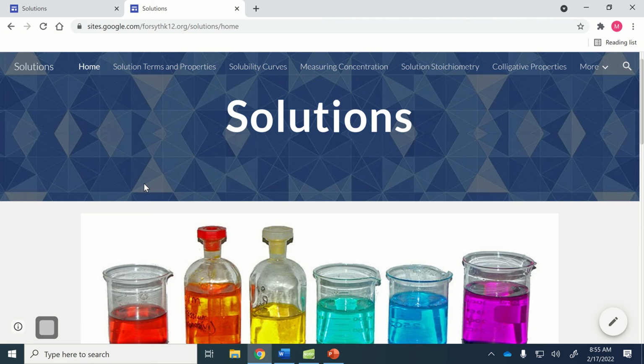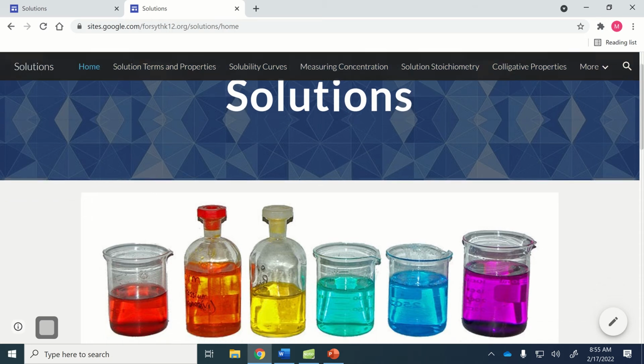We are starting our unit on solutions. This is a big unit. I know we've already talked about solutions once before, but now it's getting into more detail of how we're going to make solutions and all the things that go along with it, okay?